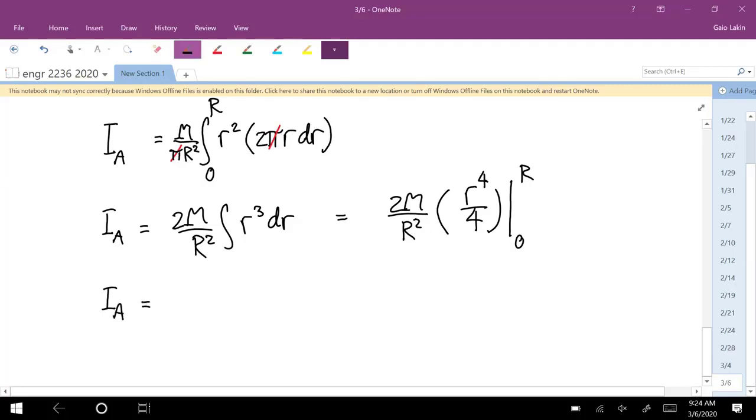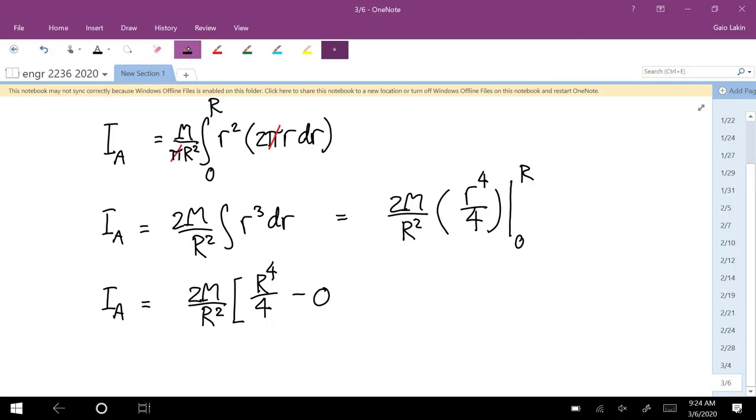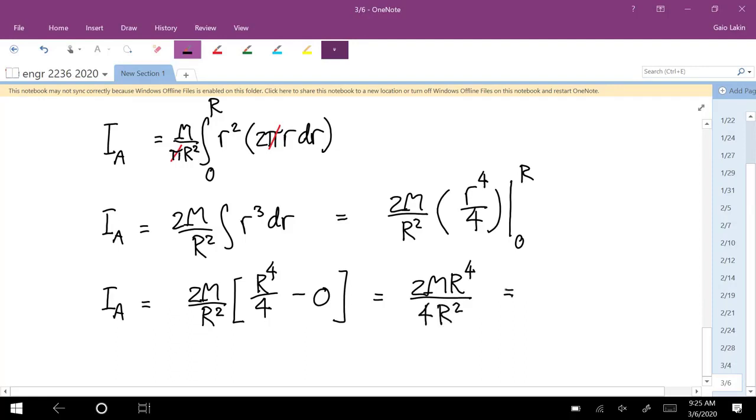And so I sub A is equal to 2M over big R squared, times, plug in the big R value for little r, you get big R to the 4th over 4. Plug in the 0, you get 0. And so this comes out to be 2 big M, big R to the 4th over 4 big R squared. And our final formula then is 1/2 big M R squared.